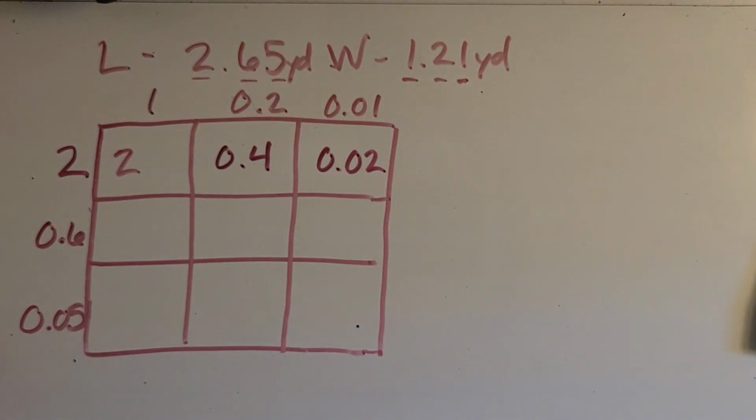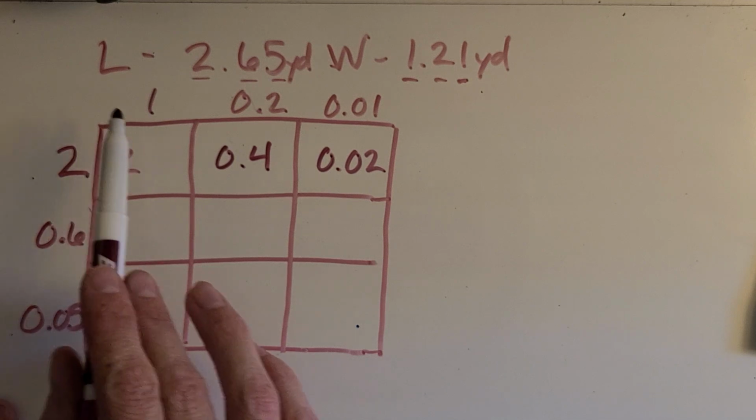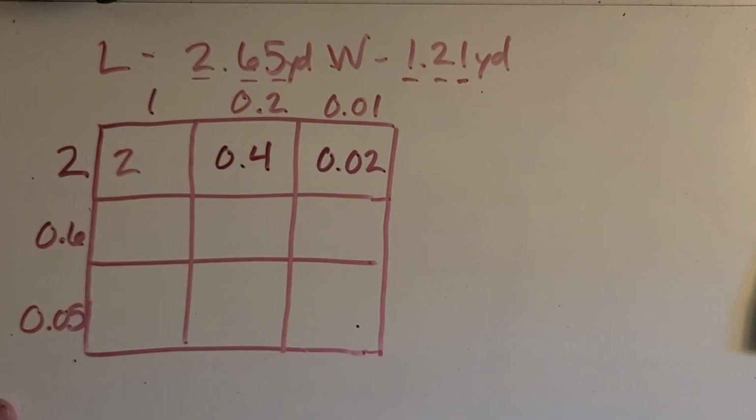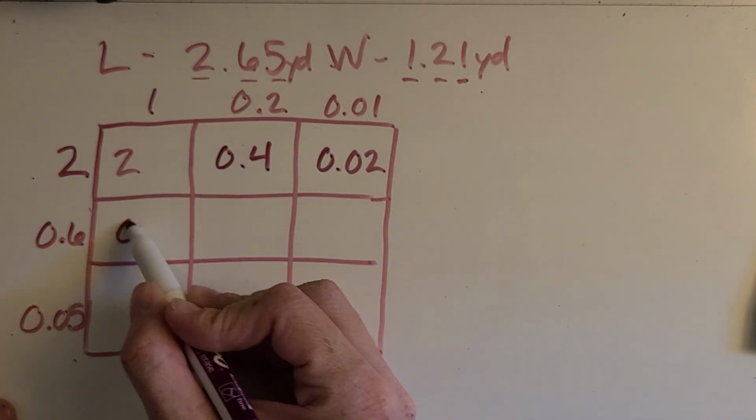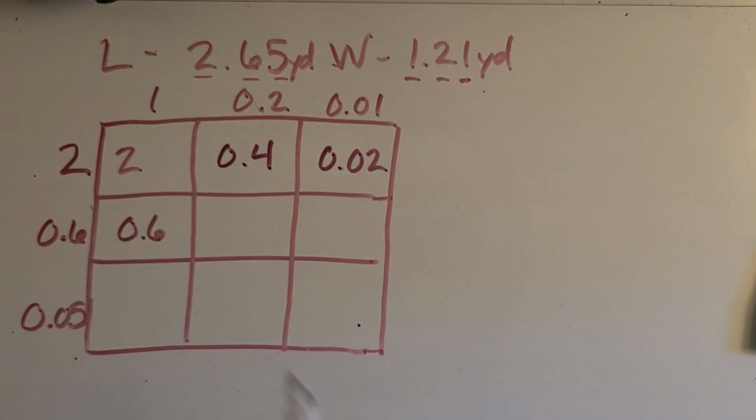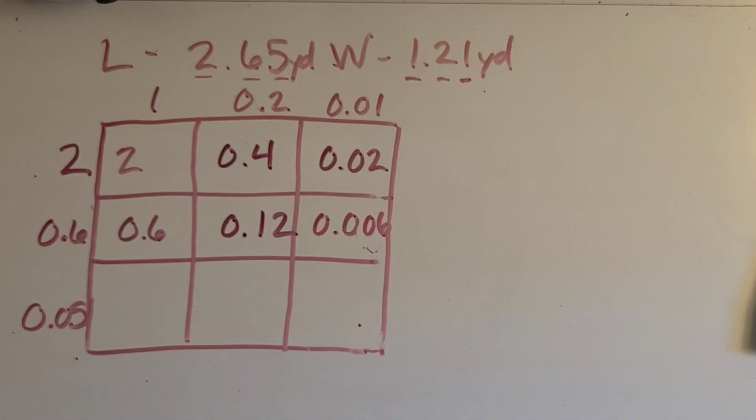Okay, great job. Now let's try this row. So 6/10 times all of these amounts. What is 6/10 times 1? You got it. And I'm going to line it up. Okay, finish that row out. Okay, why don't you try the last row on your own?